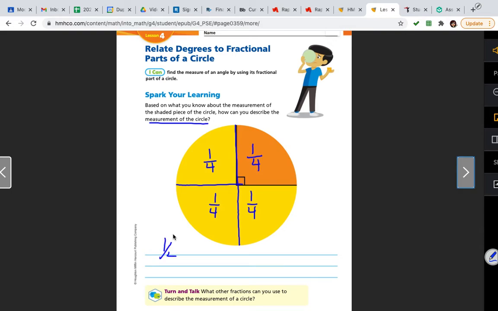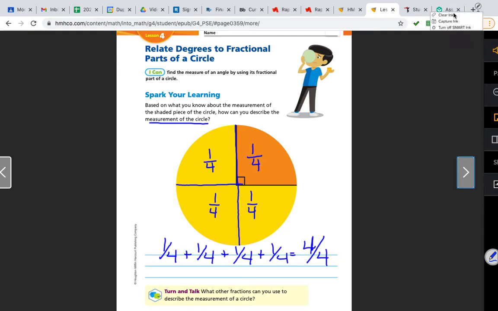So I could say 1/4 plus 1/4 plus 1/4 plus 1/4 equals 4 fourths. And you know that's 1 whole. So the measurement of the circle is 4 fourths. We would add it all together. So the measurement of the circle is 4 fourths. So that was pretty easy.